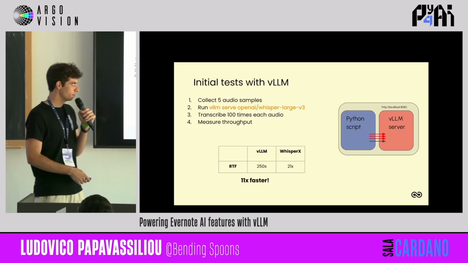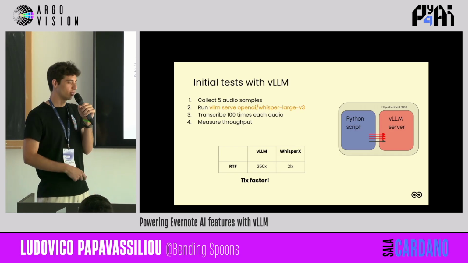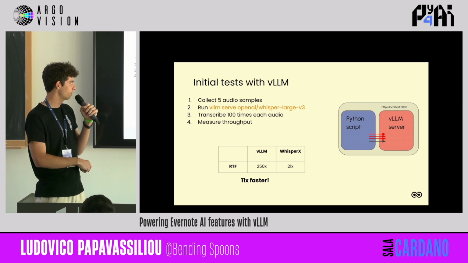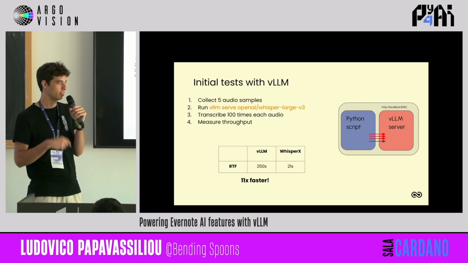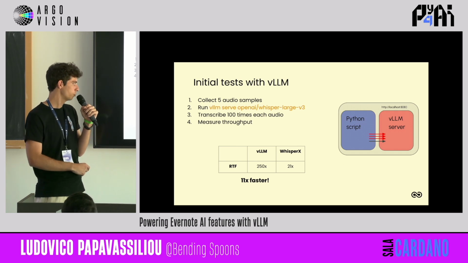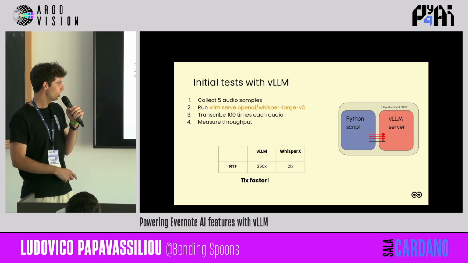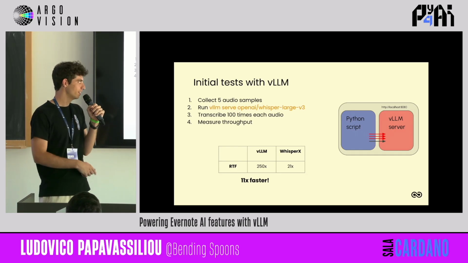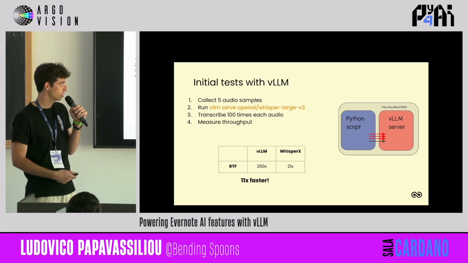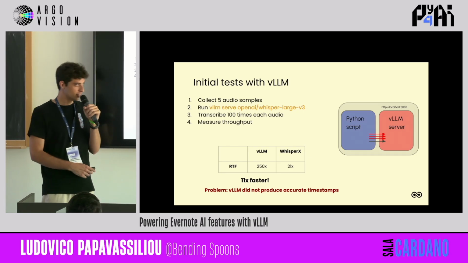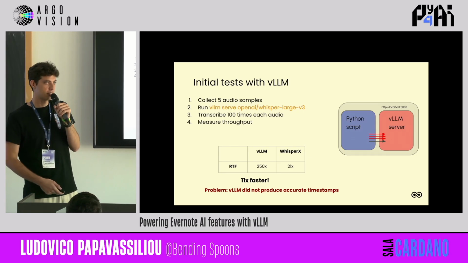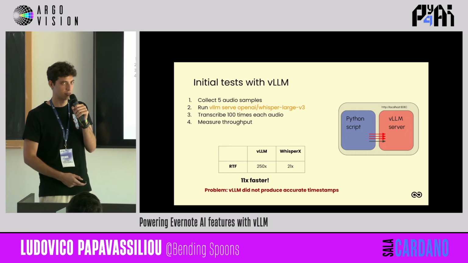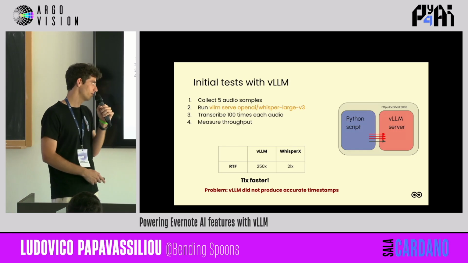I started with simple initial tests. So you run vLLM serve Whisper, you collect a few samples of audio, and you start transcribing to measure the throughput, to give you an idea. And I saw that the real-time factor, so the throughput, was 11 times faster. So I was very, very excited. But then I noticed that the timestamps that vLLM was giving me as output were not really accurate. They were 1-2 seconds off.